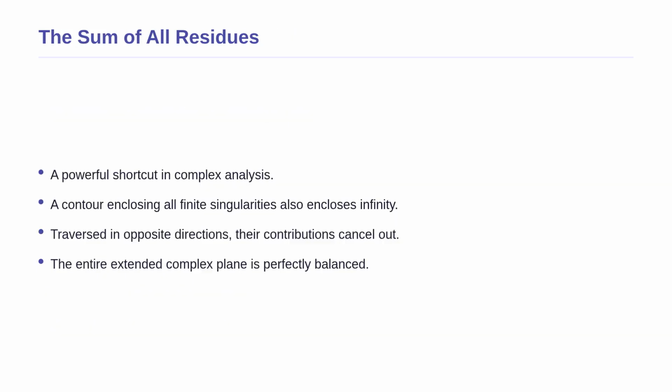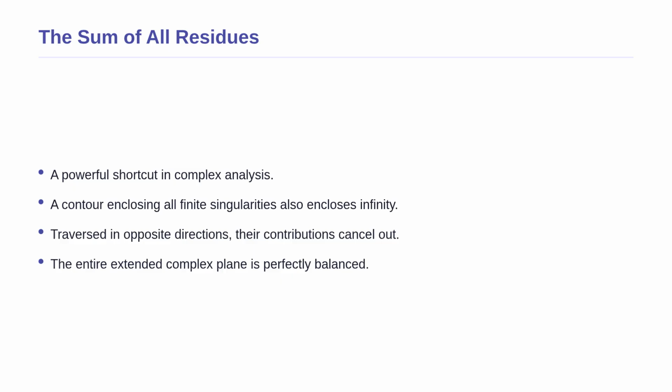Before we calculate an example, we must introduce one of the most beautiful and powerful results in all of complex analysis, the sum of residues theorem. Why does this matter? Because it reveals that the entire extended complex plane is in perfect mathematical balance. A contour enclosing all finite singularities is mathematically identical to a contour enclosing infinity, just viewed from the opposite side. Since they are the exact same boundary but traversed in opposite directions, their total contributions perfectly cancel each other out.